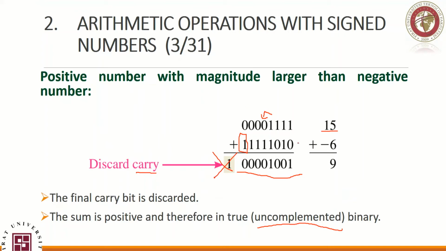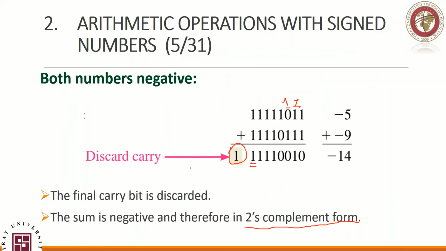When one of the numbers is positive and it is larger than the other one, the negative one, we are likely going to have a discarded carry. Not in all cases, but mostly we will have a discarded carry. And the same goes for when we have both negatives, mostly we will end up with a discarded carry.